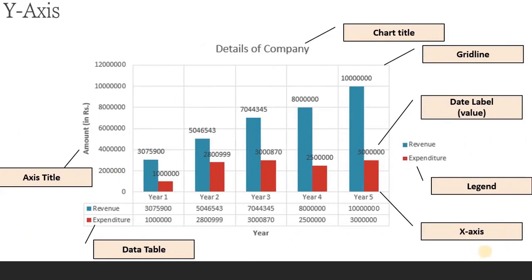Y-axis is the vertical axis of the chart. It is also known as the value axis. The value of each data point is plotted on this axis. This is vertical for column charts. The y-axis or value axis is always the vertical axis, which is usually on the left of your chart.